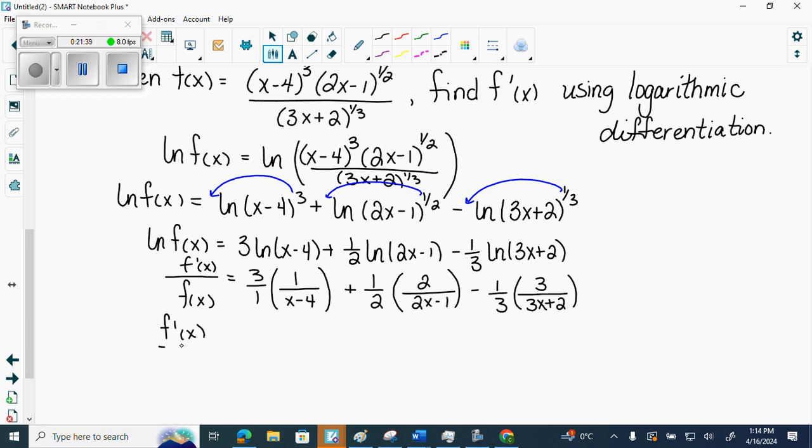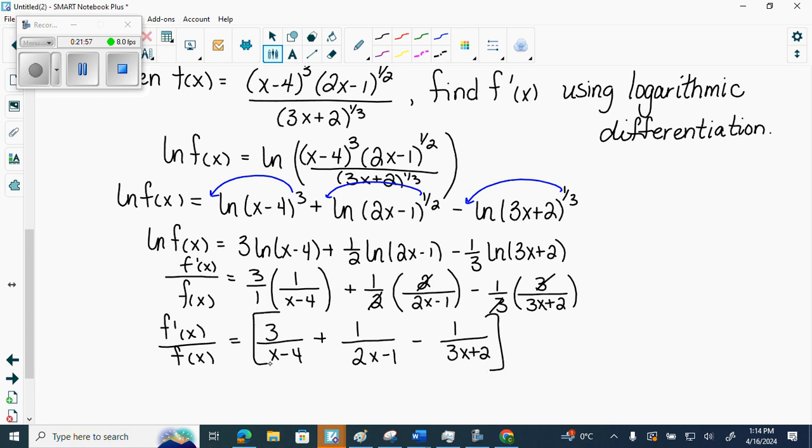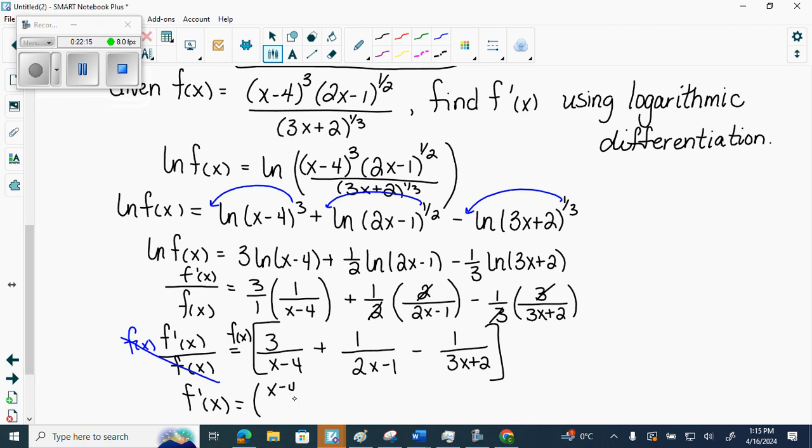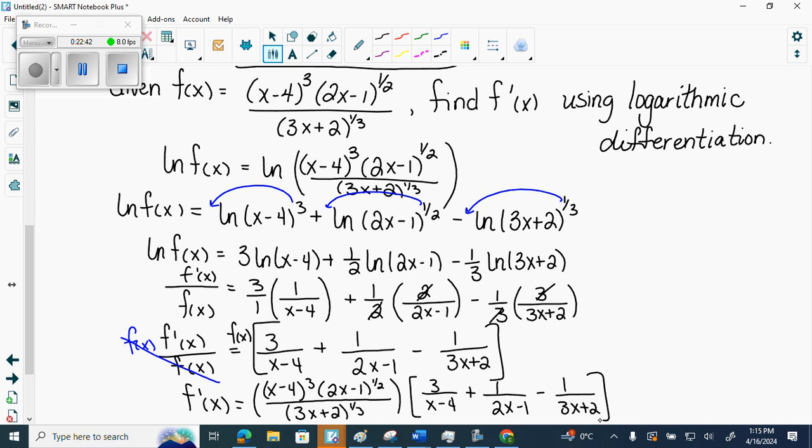So now I have f prime of x over f of x equals 3 over x minus 4 plus, these cancel, 1 over 2x minus 1, these cancel, minus 1 over 3x plus 2. They don't make you have common denominators. They just let you put it in brackets and remember to bring the f of x up by multiplication. So for f prime of x, the big old f of x from the top has to get rewritten in front. So I'm going to get (x minus 4) to the 3, (2x minus 1) to the half, over (3x plus 2) to the third. And then square brackets: 3 over x minus 4, plus 1 over 2x minus 1, minus 1 over 3x plus 2. Done.